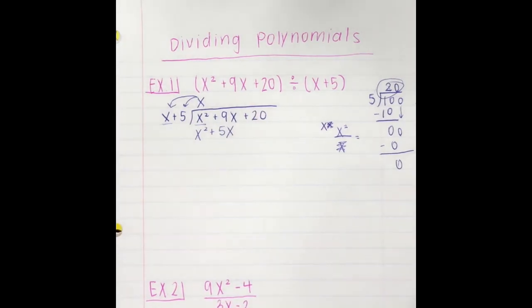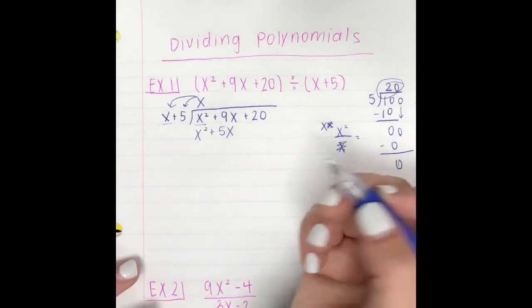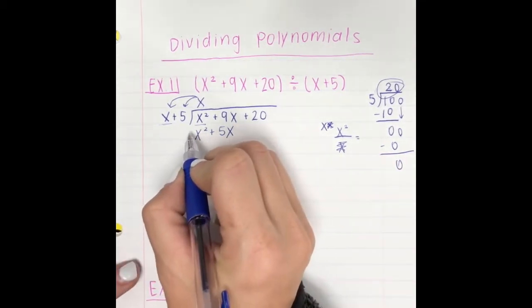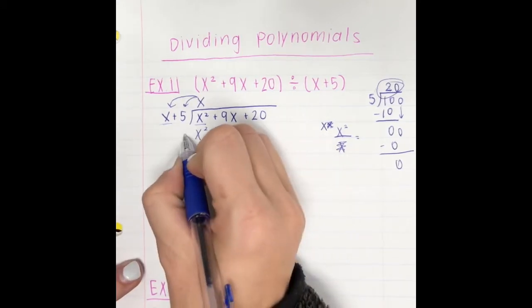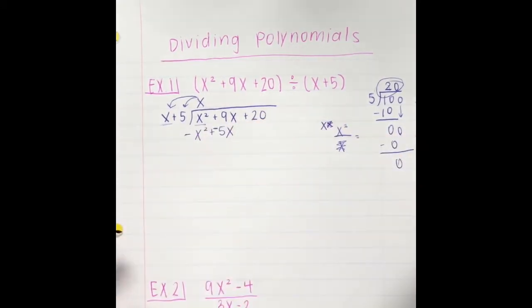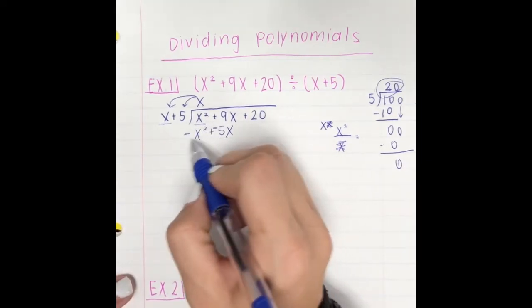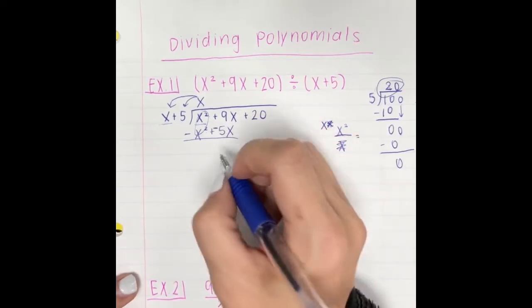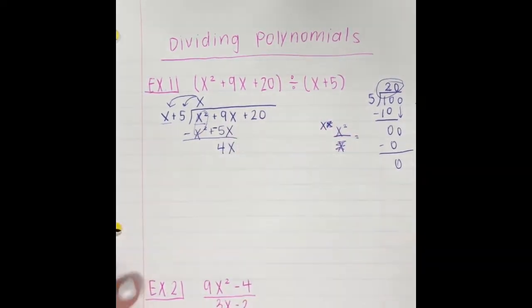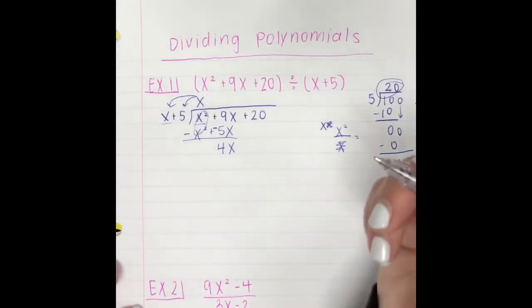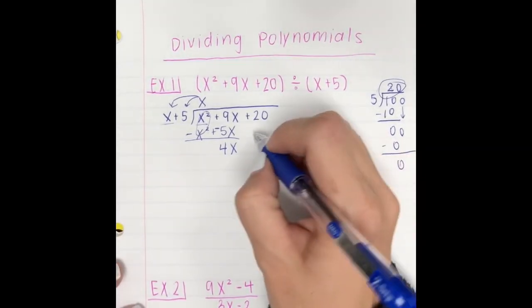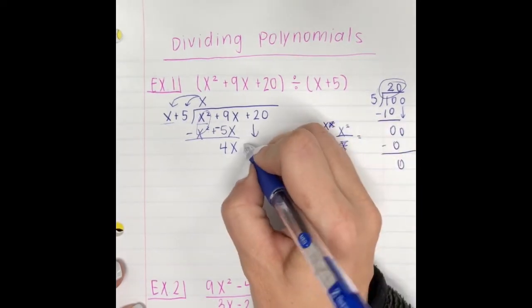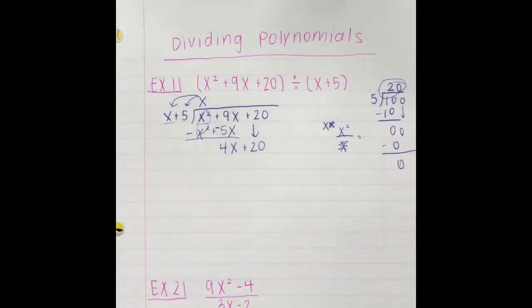Okay. Now we need to subtract, just like over here, we said minus, right? So we've got to be careful and remember we're subtracting both terms. So I'm going to change the sign on both, okay? So x squared minus x squared is 0, and then a 9x minus a 5x leaves us with a 4x, okay? And then from there, just like over here, we'd bring down the 0, right? So we're going to bring down our plus 20, and we're going to start over again, okay?